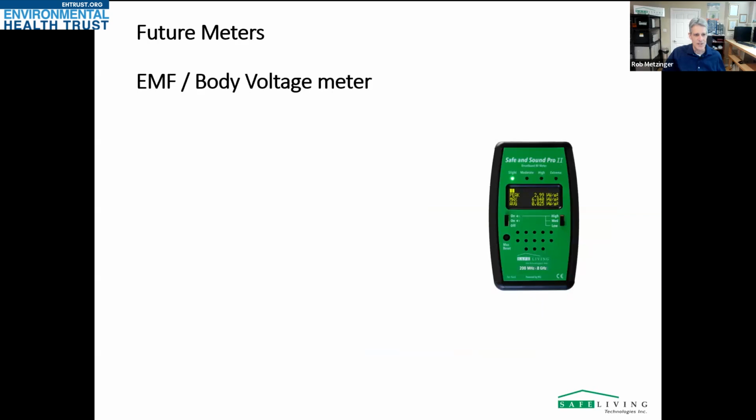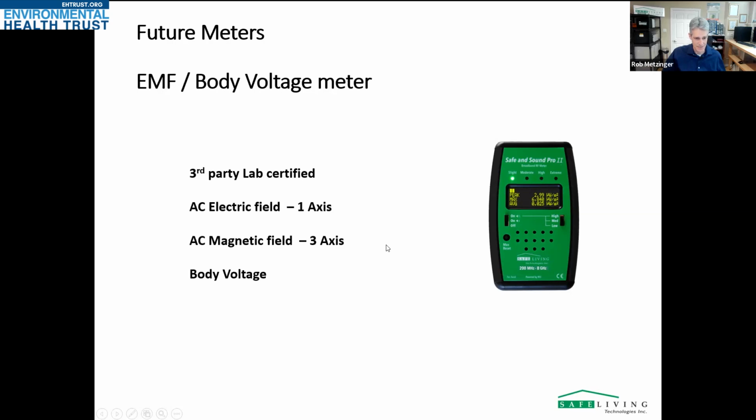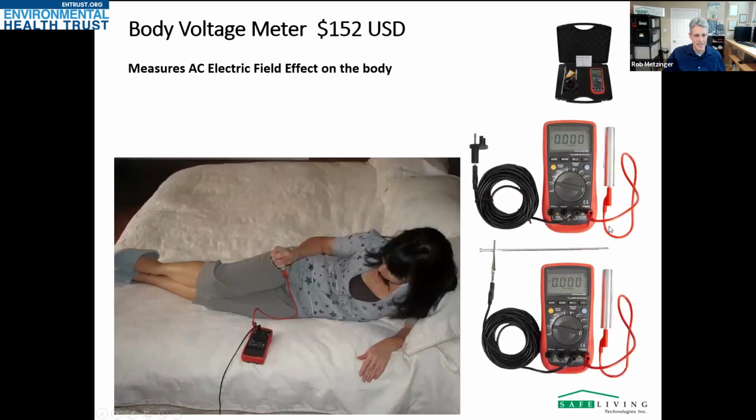And future meters, we're planning on an EMF meter combined with a body voltage meter. It'll be lab tested for sure. It'll do 1-axis electric field, it'll do 3-axis magnetic field and body voltage, and it'll be housed in the Safe and Sound Pro 2 case. So that's currently what we're working on at this moment in time. And hopefully in the fall we'll get this meter out and rolling, and it should be a good addition to what we already carry.